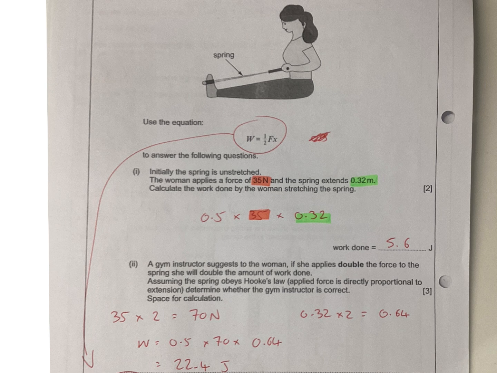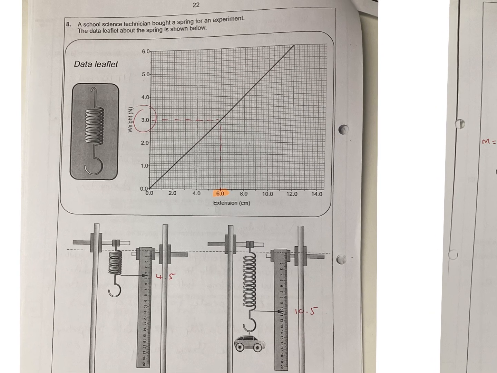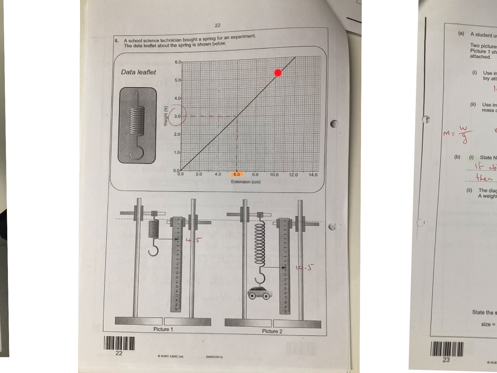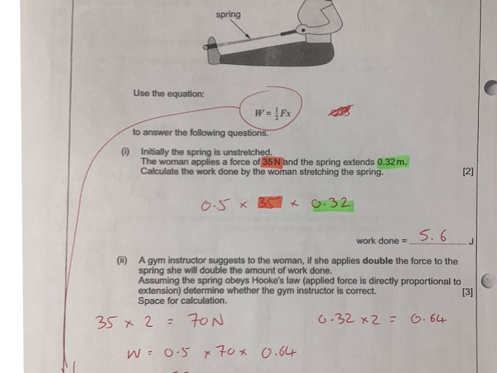We've got this equation in the front of our books, work equals half Fx, which is pretty much the area under the graph here. So there's my force, there's my x, my extension, and it's going to be the area. That's why it's half, because it's that triangle. Remember, Hooke's law is proportional, and then when it starts to bend, that's the elastic limit. Just a reminder there. Anyway, for 2 marks, what a lovely question. We're given a force, 35 newtons. We're given an extension, 0.32 meters. Don't forget the half, 0.5, 5.6 joules.